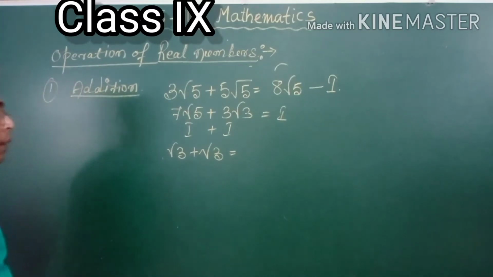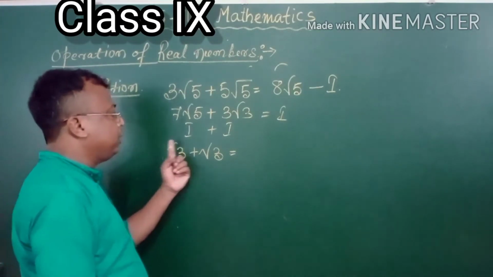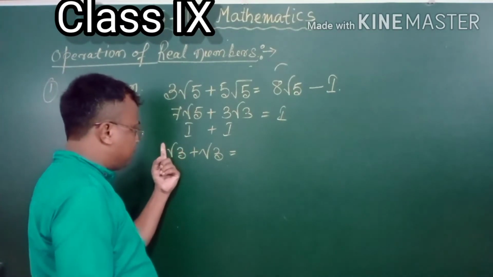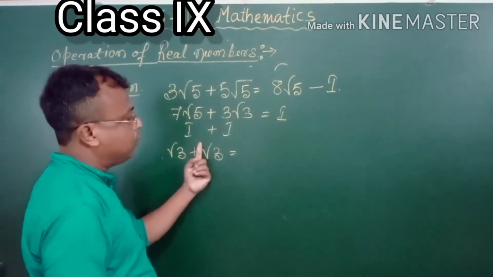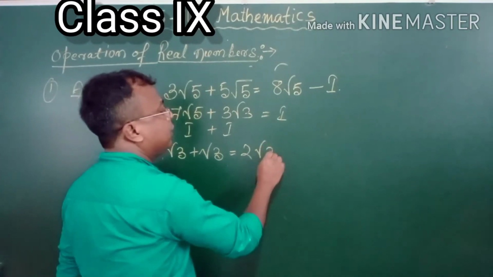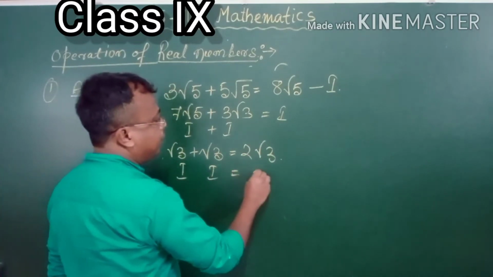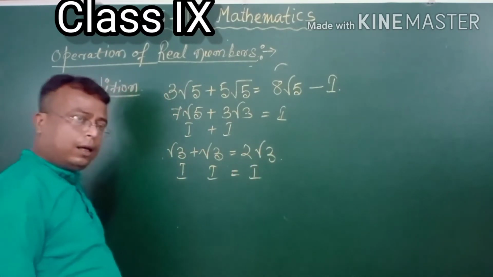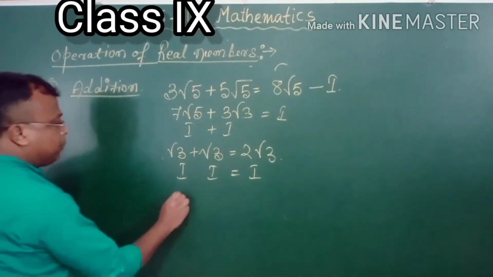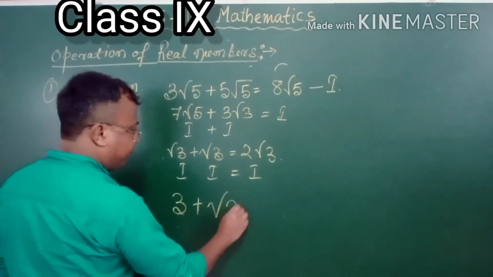What will be the answer? 1 root 3 plus 1 root 3. You have to see the coefficient here. 1 root 3 plus 1 root 3 is equal to what? 2 root 3. Okay? So, two irrational numbers I am adding, I am getting what? An irrational number. Clear? Similarly, suppose 3 plus root 3.